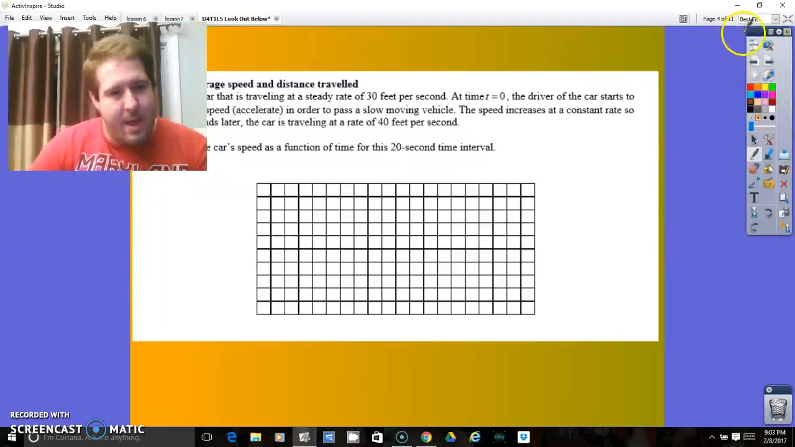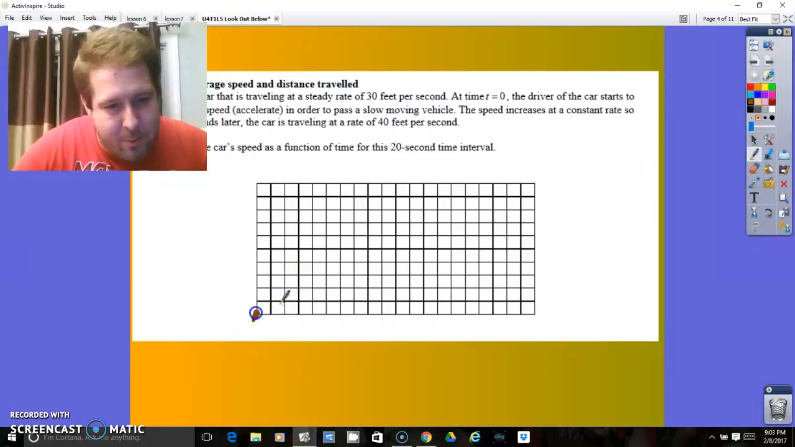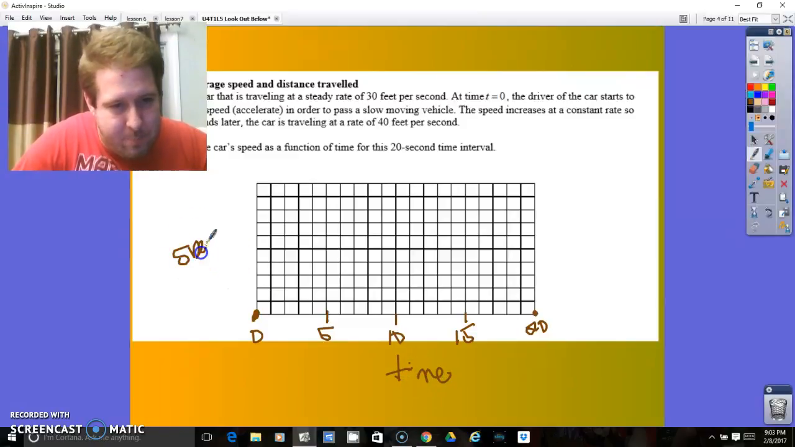So we're talking about a car traveling. And the car is traveling 30 miles per hour to begin with. And so I'm going to make each one 1 second. So actually, yeah, 30 miles per second to begin with. And this is going to be 20 seconds over here. So 1, 2, 3, 4, let's call this 5 seconds. This is our time, 6, 7, 8, 9, 10, 11, 12, 13, 14, 15. All right, so this is our time, and this is going to be our speed.